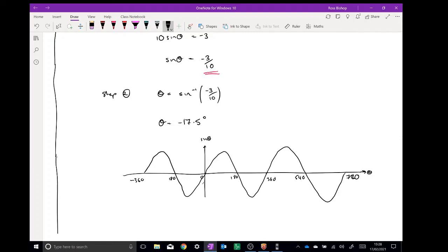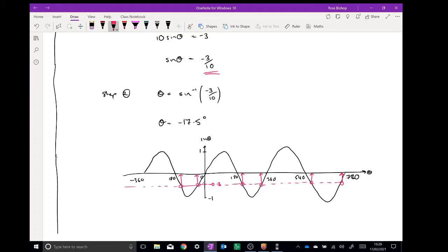Now if you remember from the graph, it goes from 1 to negative 1. And negative 3 over 10 is the same as negative 0.3. So negative 0.3 is about there. And if I draw a line across, I've got one solution there. I'm going to have another solution there. I'm not going to have any more solutions there because it doesn't cross. But I'm going to have another solution there, another solution there, and two more over here. One here and one here.